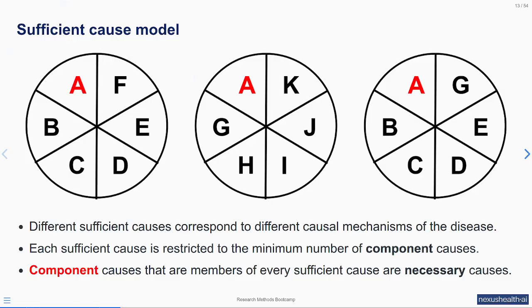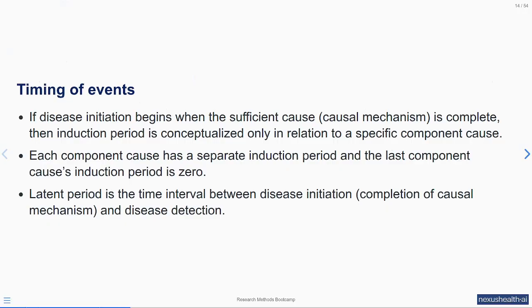So an individual has this factor, plus another factor, plus another factor, and yet disease doesn't occur. And then once there are sufficient component causes, disease now becomes apparent. So that's the sufficient cause model that we're talking about. So if disease initiation begins when the sufficient cause is complete, then the induction period is conceptualized only in relation to a specific component cause. So each component cause has a separate induction period, and the last component cause induction period is 0. So we can think of the last component cause as the straw that broke the camel's back.